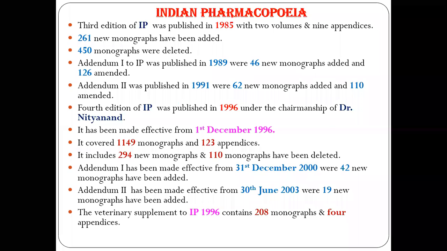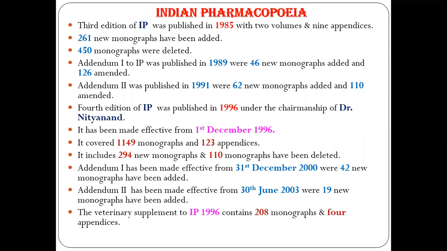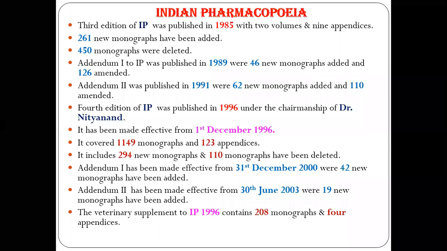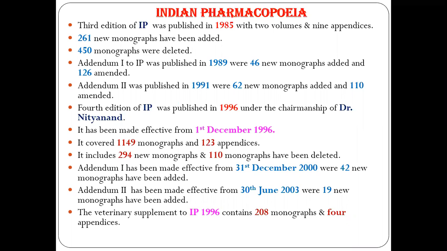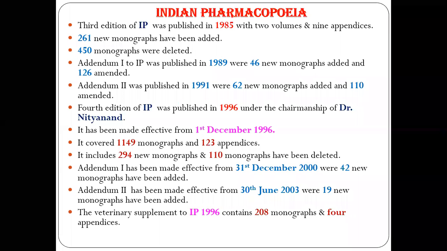Then addendum 1 to IP was published in 1989 along with new monographs. Then addendum 2 was published in 1991. These addenda are nothing but extra supplements. Suppose we have prepared your pharmacopoeia today, and after some days we find that we have got some extra drugs or some extra chemical information. Then how can we add it into this pharmacopoeia? Because we cannot immediately edit the prepared book. So we can prepare a small supplement, and in that supplement we can add the additional information.